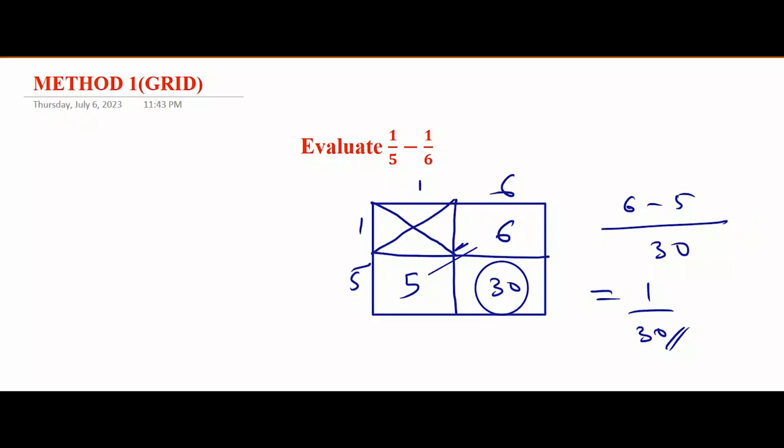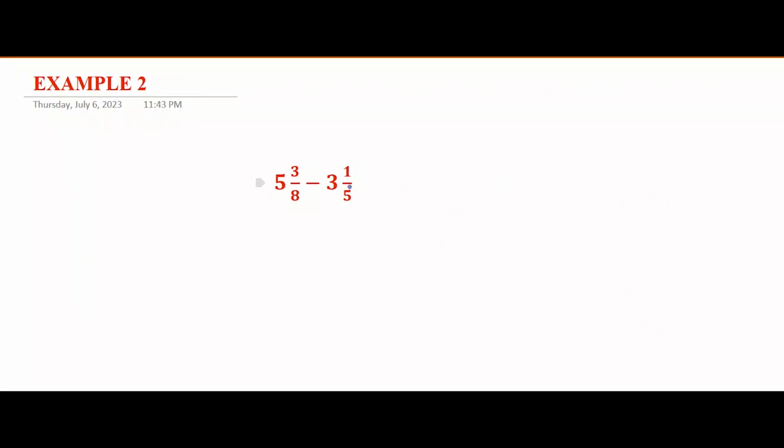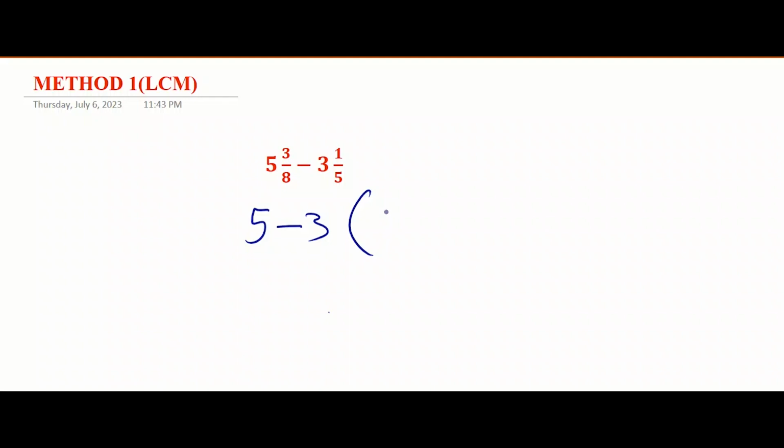So let's go into example 2. Here we have two mixed numbers. So how do we go about this? It's very simple. Let's look into the first method, that is by LCM. The first thing we need to do is subtract 3 from 5. That will be 5 take away 3. Then we are left with 3 out of 8 subtract 1 out of 5. So 5 minus 3 gives 2 whole. Then we are left with 3 out of 8 minus 1 out of 5.